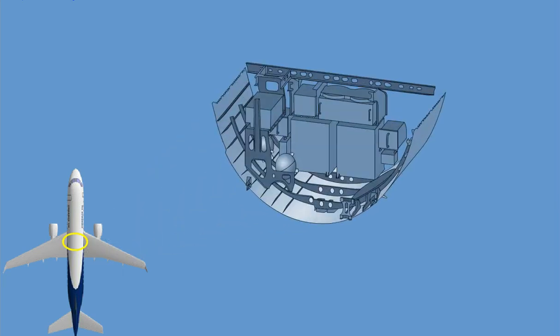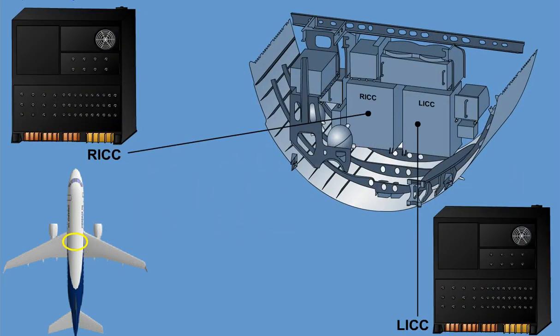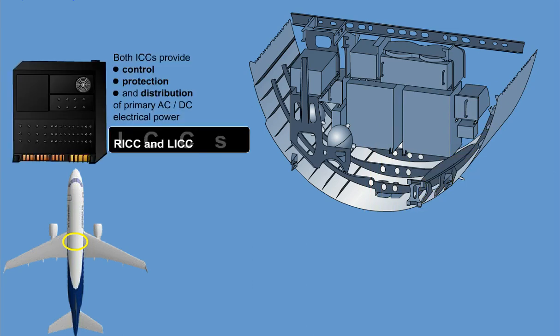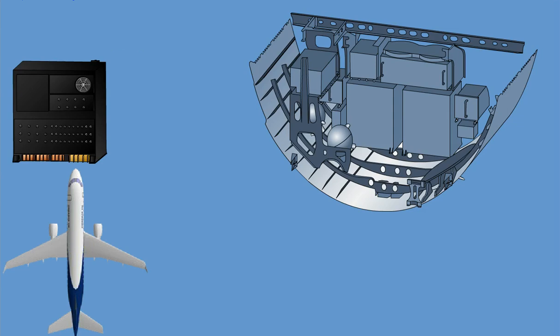The left and right integrated control centers are located in the temperature and pressure controlled mid-E bay. Access to this equipment is through the mid-E bay floor access hatch, located on the aircraft port side behind the left wing. Both integrated control centers provide control, protection, and distribution of primary AC and DC electrical power.